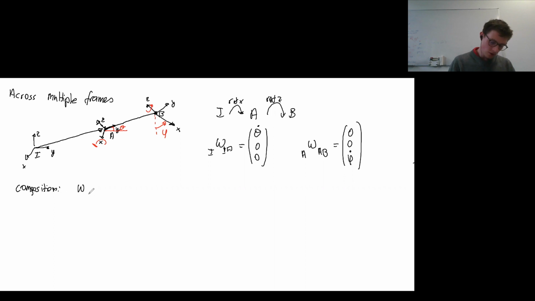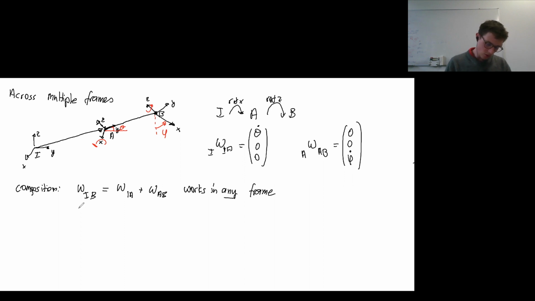So if you want to find out now, how does our final frame B rotate with respect to frame I, then we can simply add them together like so. So we have the rotation from I to A and the rotation from A to B, or let's say differently, how A rotates with respect to I plus how B rotates with respect to A. And you can express this in any frame you like. It works in any frame.